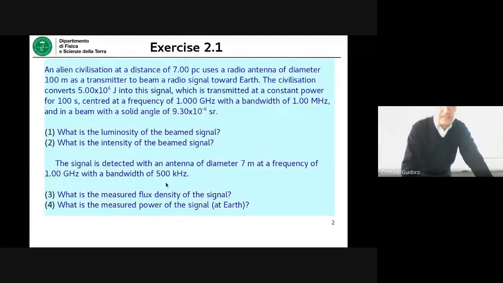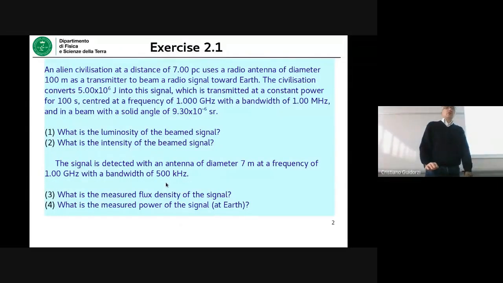This was the first exercise. I just read it quickly. An alien civilization distant 7 parsec uses a radio antenna of diameter 100 meter as a transmitter to beam a radio signal toward Earth. The civilization converts 5×10⁶ joule into the signal, which is transmitted at a constant power for 100 seconds, centered at the frequency of 1 gigahertz with a bandwidth of 1 megahertz, and in a beam with a solid angle of 9.3×10⁻⁶ steradian. What is the luminosity of the beam signal?